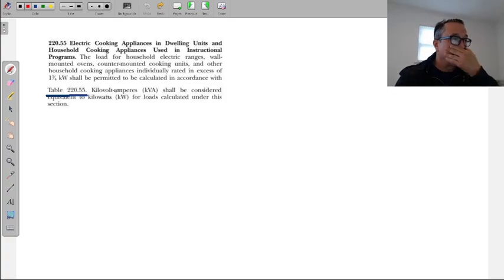Okay, so if we jump back over to the code section, let's look at just a few more things. This page has the remaining things that we have to cover. It has the electric range information, the non-coincidental loads, and it also has the EV cars as well.